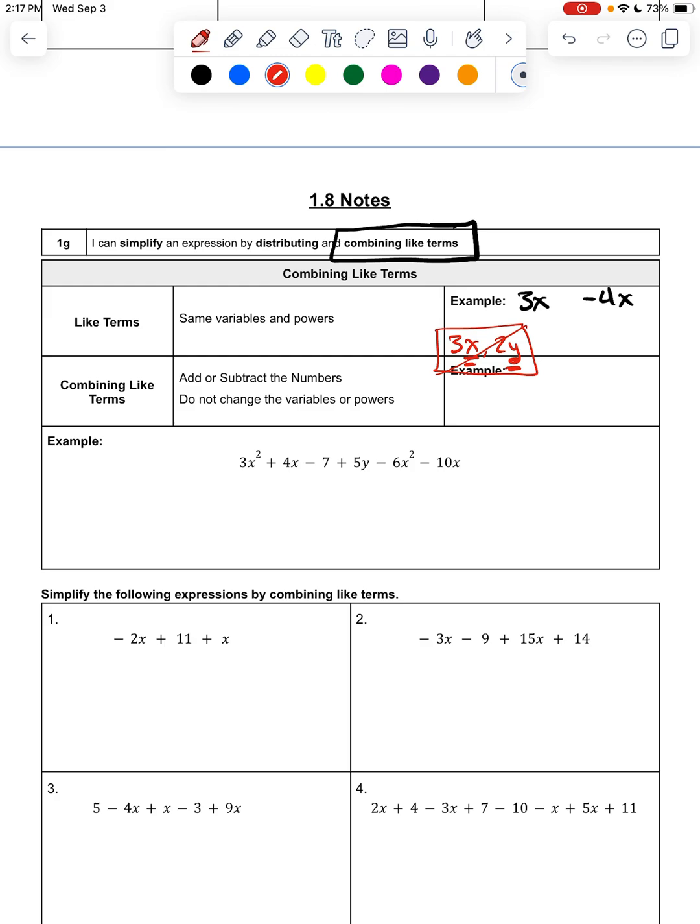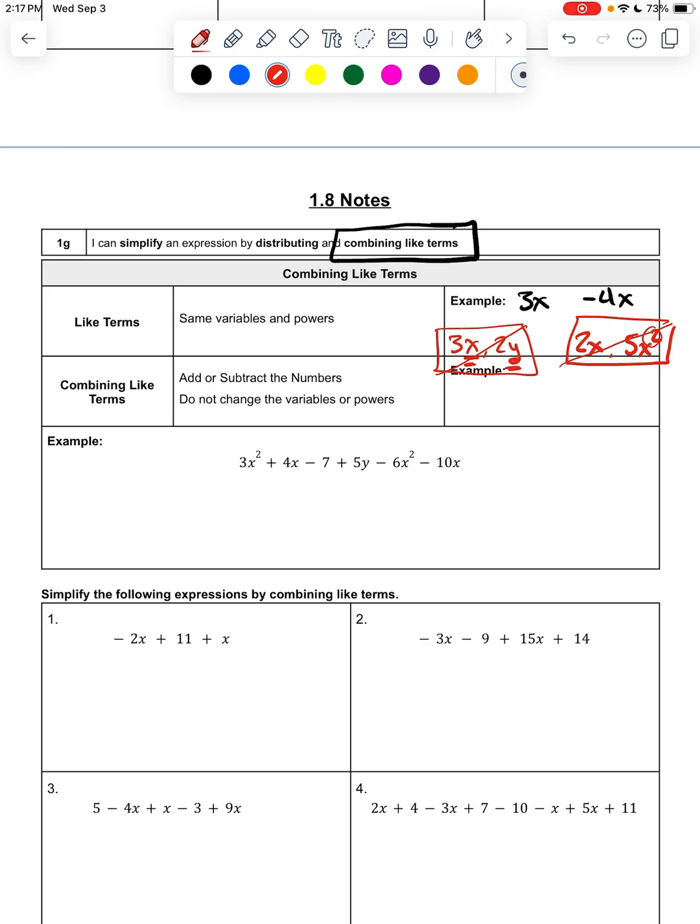Another non-example would be 2x and 5x squared. Having this exponent of 2 means they don't have the same power. They have to have the same exact exponent and the same exact variable. There cannot be any mixing of those and still have it be like terms. When we combine like terms, what we're trying to do is have fewer terms in our expression. We want to add and subtract the number part, but we don't change the variables or the powers. I'm not going to put an example there because we're going to do an example down below.